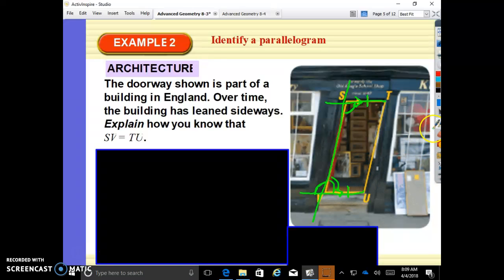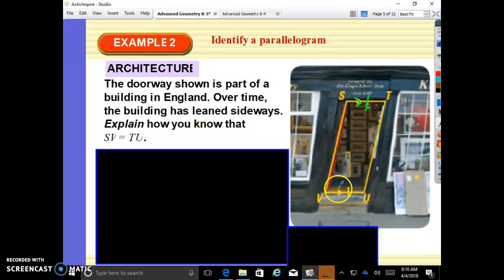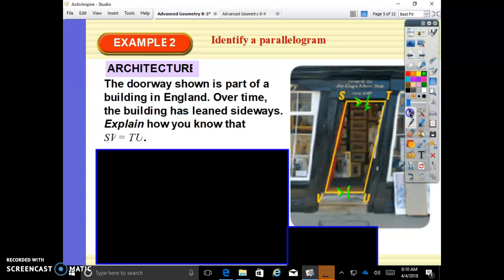Explain how you know that they are equal. So how do you guys know? You read a bunch of stuff. What did you read? How do you know that this and this are equal? We know that they're parallel and congruent. Yes. Which theorem is that?